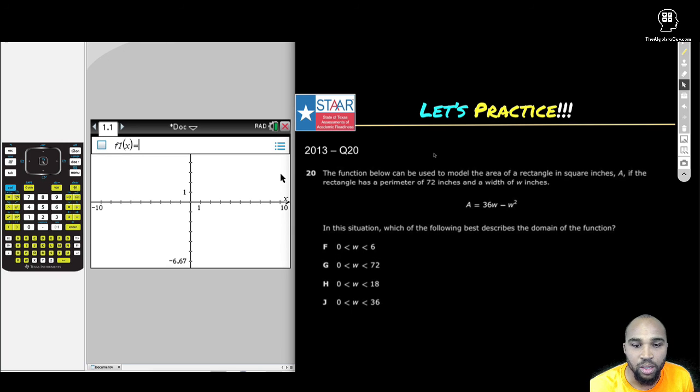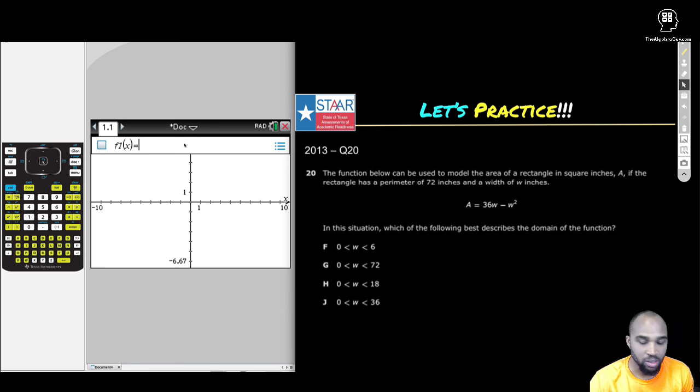All right, let's look at this number 20. 2013 question 20. They had a question like this. The function below can be used to model the area of a rectangle in square inches, A, if the rectangle has a perimeter of 72 inches and a width of W inches. Given this equation, what is the domain of this function?